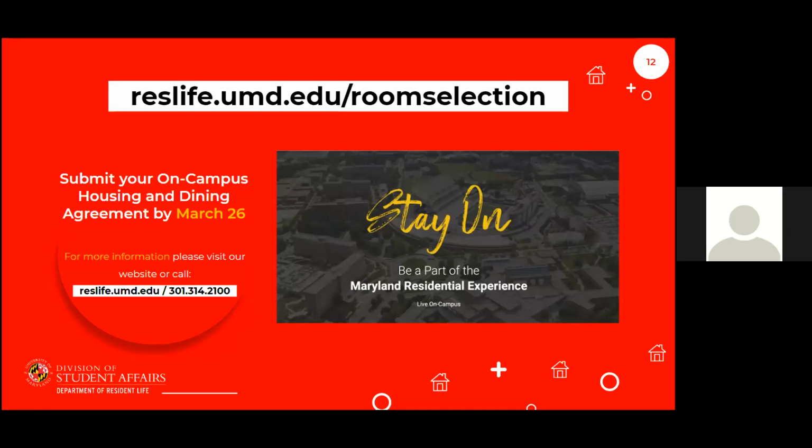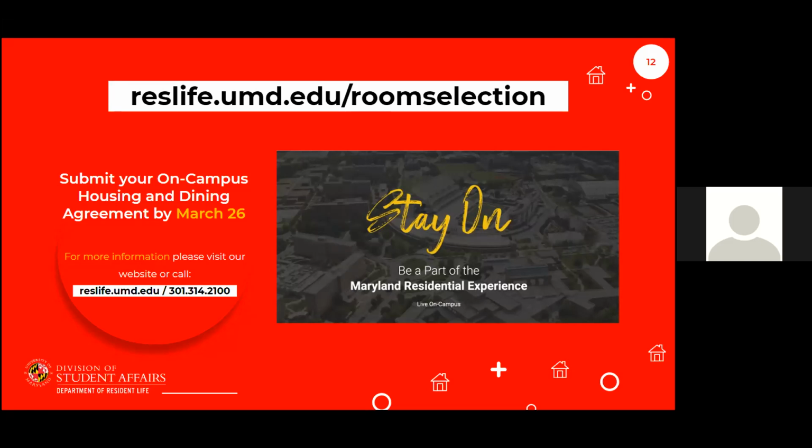Great question. So students can shop as individuals. There will be a number of single rooms available in our traditional halls. There will also be a number of double occupancy rooms available for just one student, and they will get a roommate either through room selection or other means.